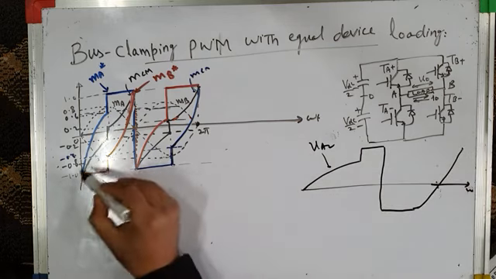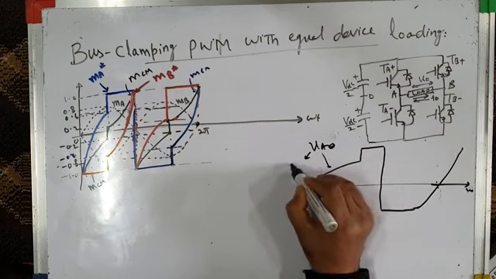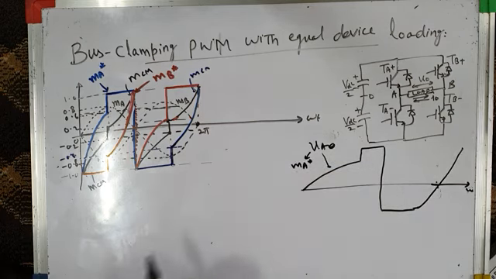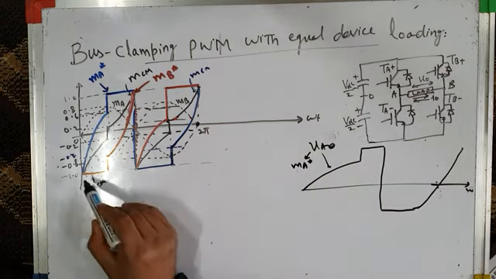It will follow MA star very closely. And what about pole voltage VBO? What is pole voltage? That will follow MB star.